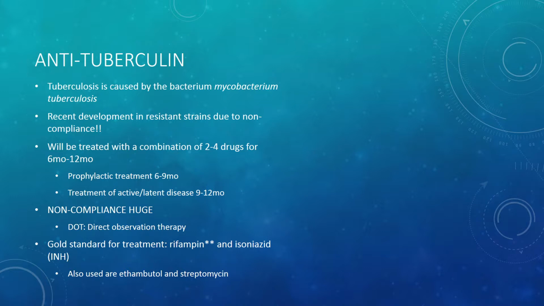When on INH, they cannot have any of those tyramine containing foods. So remember, those are those aged foods like beer and cheese and chocolate and things like that. It can cause a hypertensive crisis.